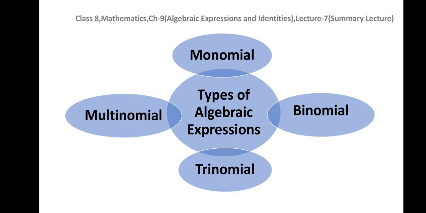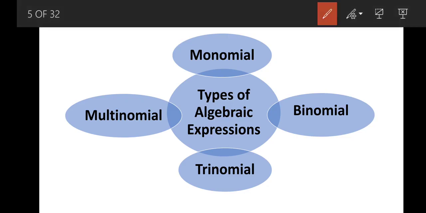Now, types of algebraic expressions. We have divided algebraic expressions on the basis of the number of terms present in an algebraic expression. First one is monomial. What do you mean by a monomial? An algebraic expression having only one term is called a monomial. Binomial, bi means two. So, an algebraic expression having two terms is called a binomial.